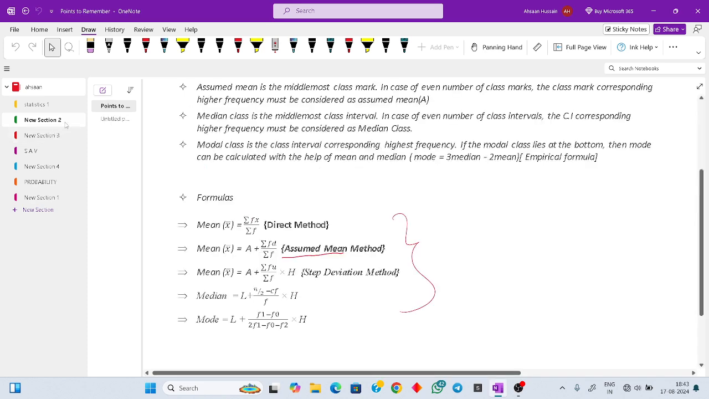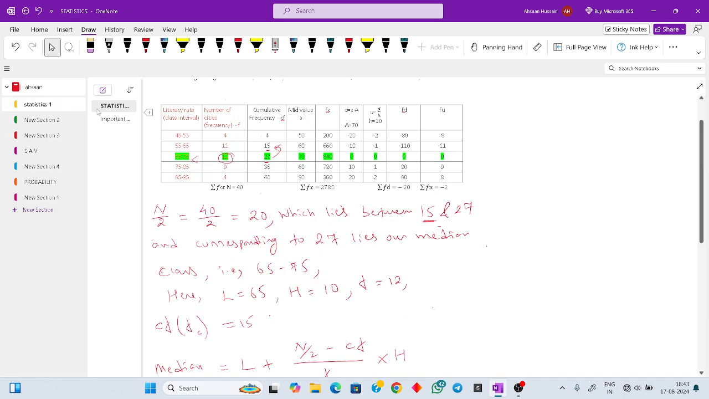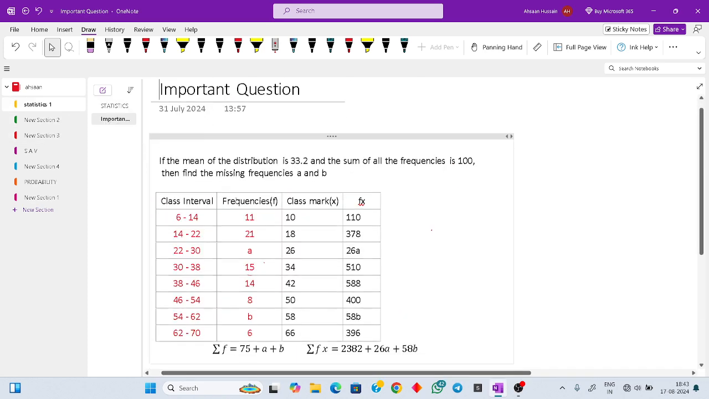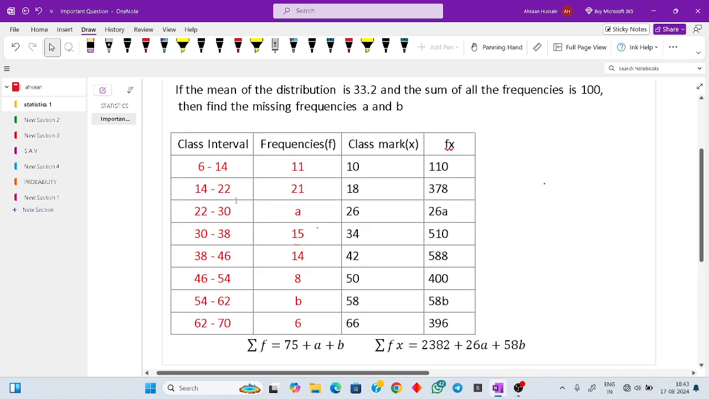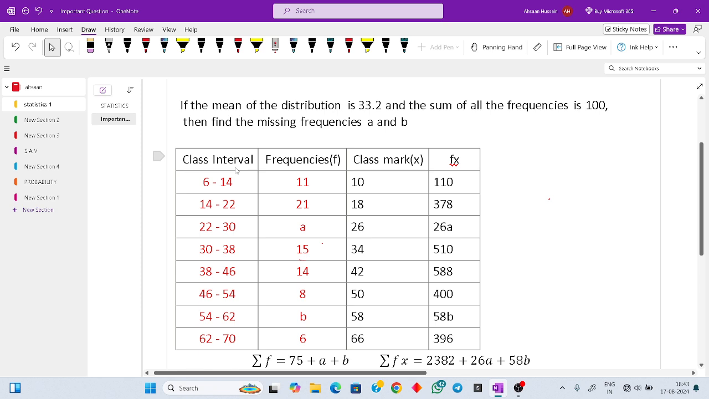See this question. In this question, the mean is given. The mean is 33.2. And one more thing given is the sum of all the frequencies, that is 100.